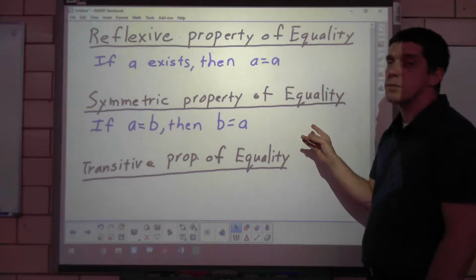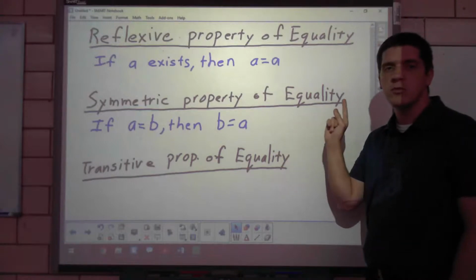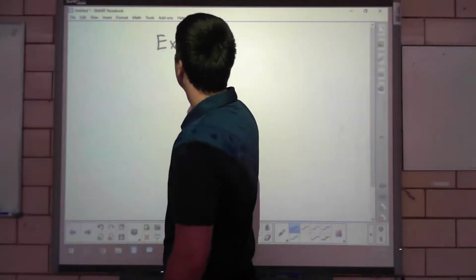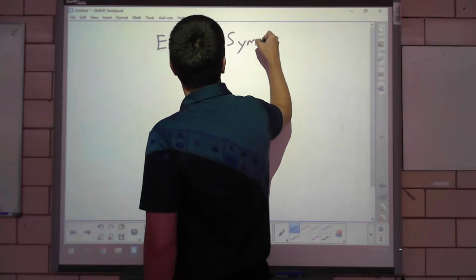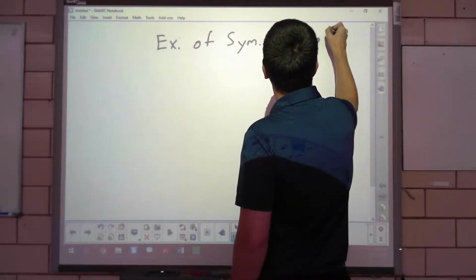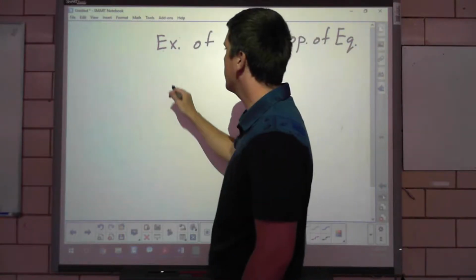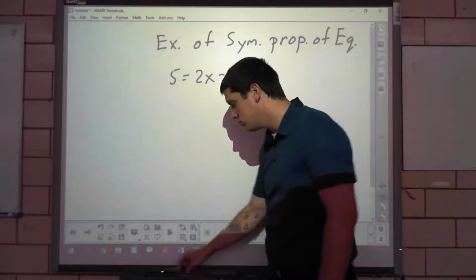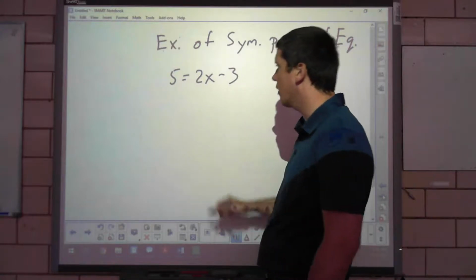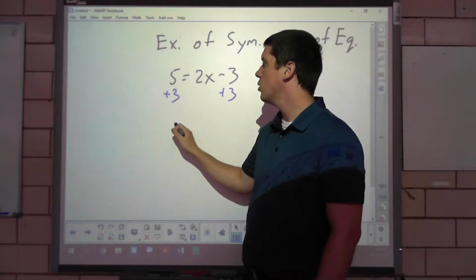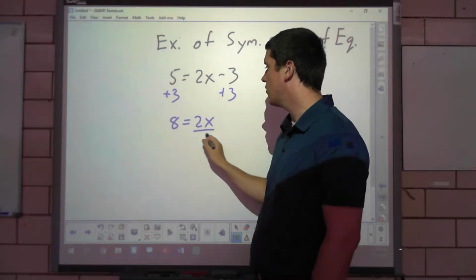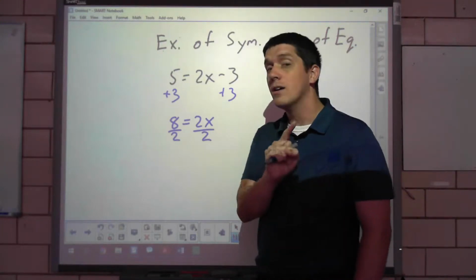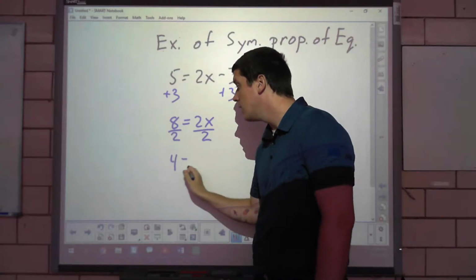Now, here's what I try to tell students about the symmetric property. This is the greatest property that you use that you never recognize that you use. Here's the example. If we have 5 equals 2x minus 3, I'm talking about solving, so forget the reasoning for 2 seconds. If we add 3 to both sides, we get 8 equals 2x. Divide by 2, then what do we get? If you said x equals 4, no. What we should get is 4 equals x.